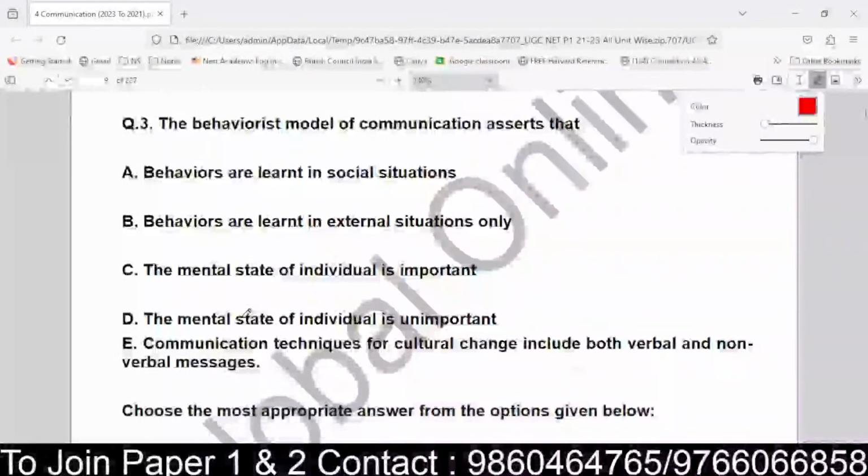The behavioral model of communication asserts what? What does it tell? Behaviors are learned in social situations. They are learned in external situations only. The mental state of the individual is important. The mental state of the individual is not important. Or the communication techniques for cultural change include both verbal and non-verbal messages. So we are talking about the behavioralist model of communication. What does it assert, or what does it tell from the given statements? Let us see how many of you are able to read it properly and come to the questions quickly.